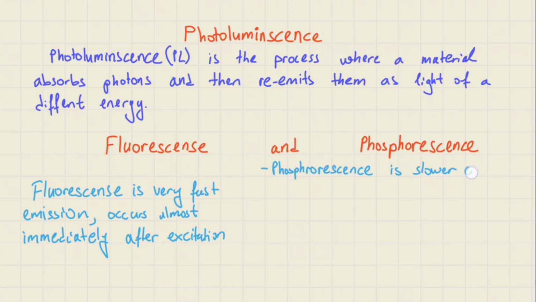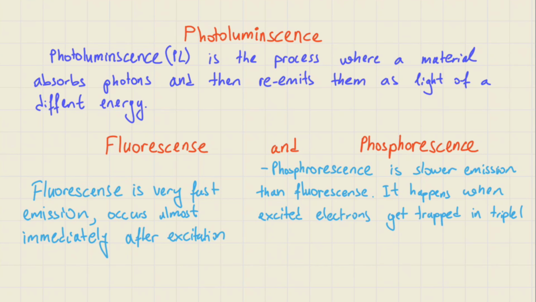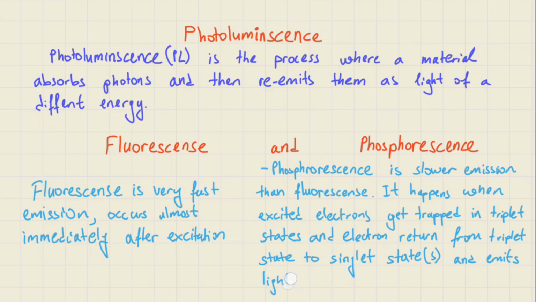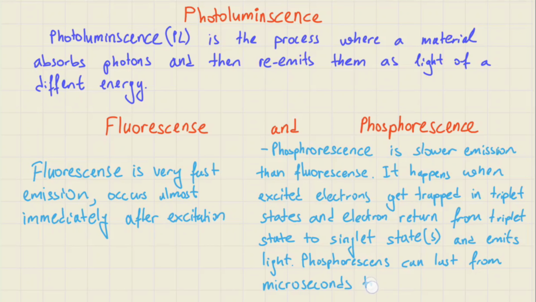Phosphorescence is slower emission than fluorescence, and it happens when excited electrons get trapped in triplet states and electrons return from triplet states to singlet states and emit light. Phosphorescence can last for microseconds to minutes.